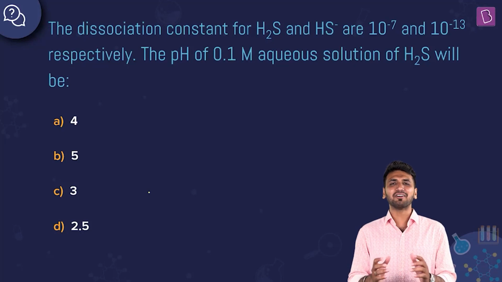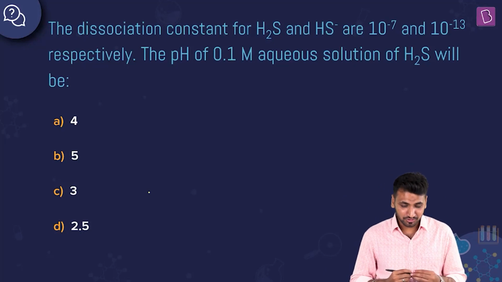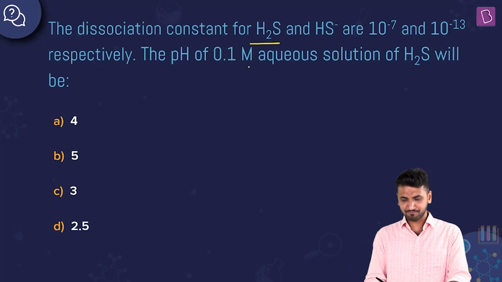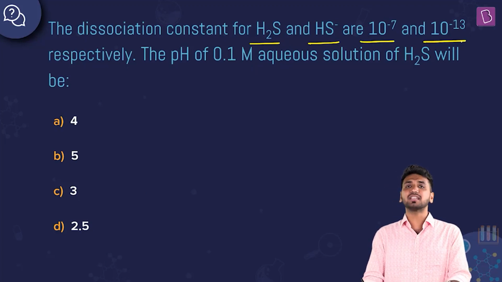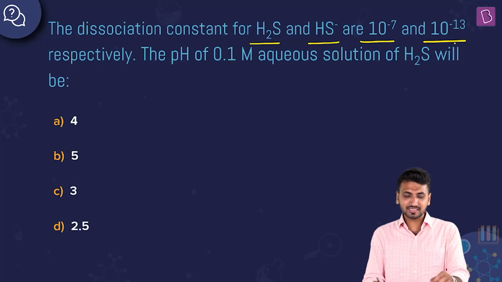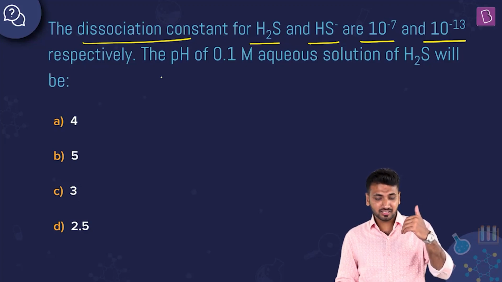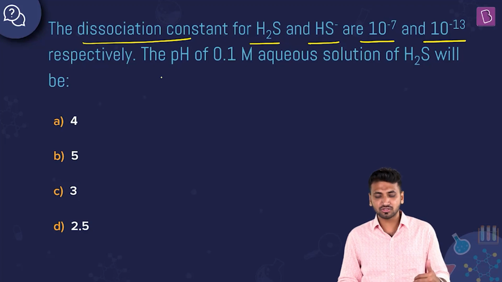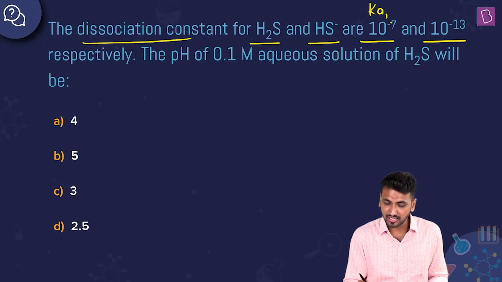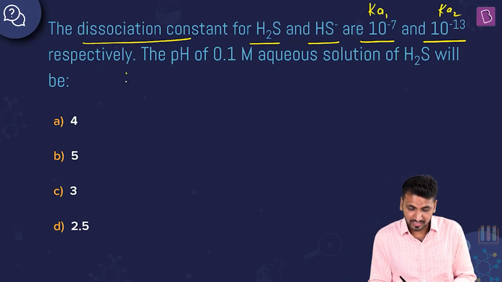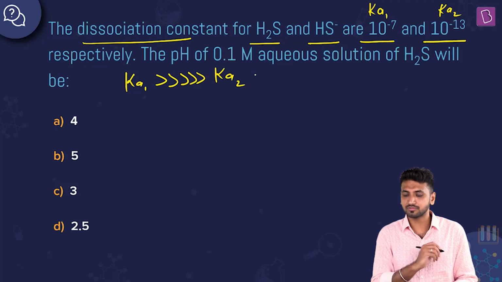Yeah, so here we have a beautiful numerical from ionic equilibrium. Let's see what the question says. The dissociation constants for H2S and HS minus are 10 to the power minus 7 and 10 to the power minus 13 respectively. One thing to observe is that there is a huge difference between the Ka of H2S and the dissociation constant of HS minus. Let's call them Ka1 and Ka2. So Ka1 is really very high compared to Ka2, right?